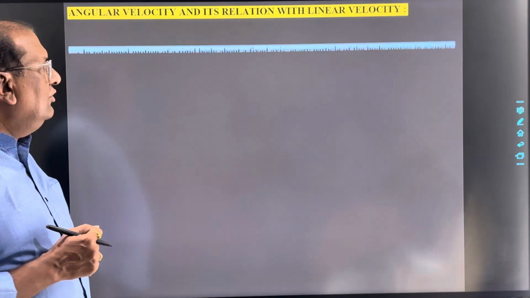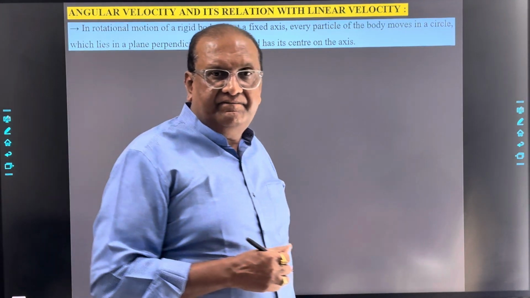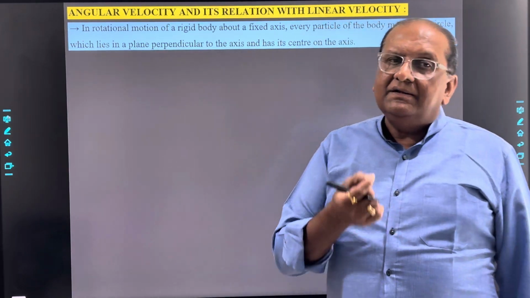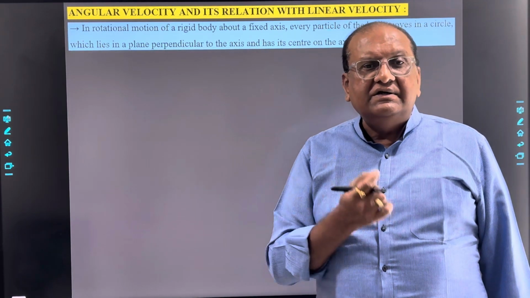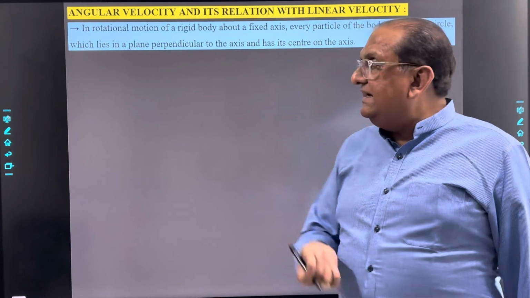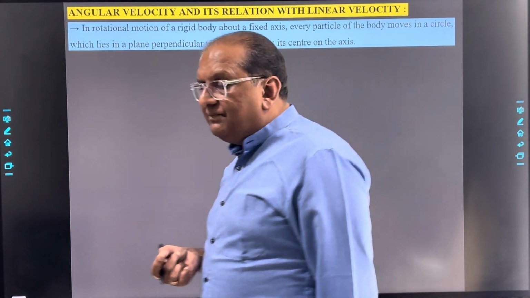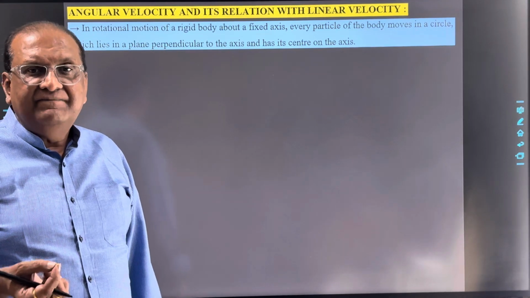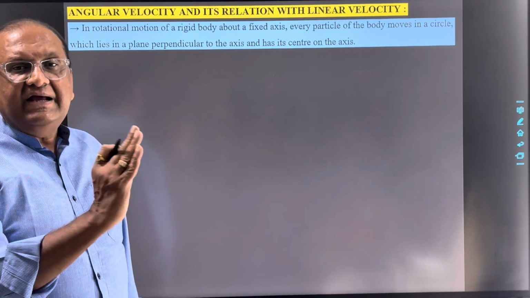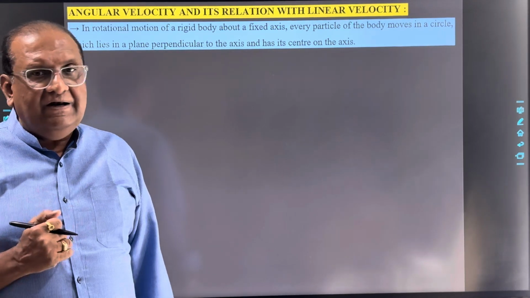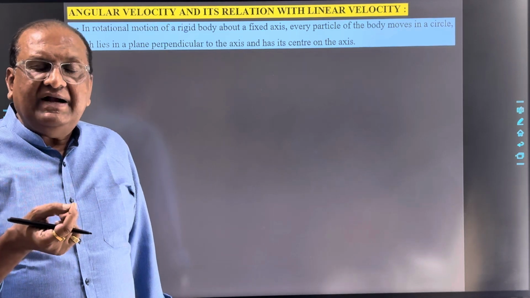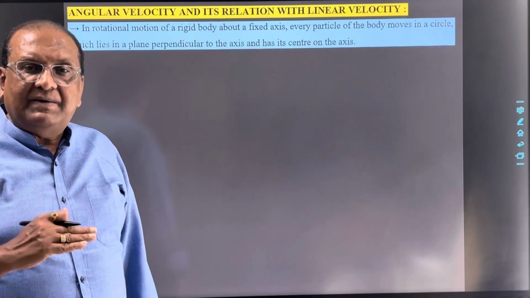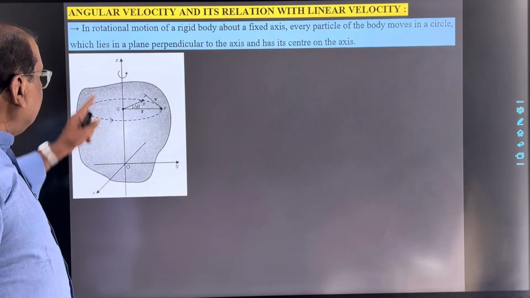Now we know this thing, in rotational motion, each and every constituent particle of the rigid body executes circular motion, and the centers of their circular paths lie on an imaginary line, which we say is the rotational axis, with respect to which the entire body is executing rotational motion, and each and every particle is executing circular motion in the planes which are perpendicular to the rotational axis.